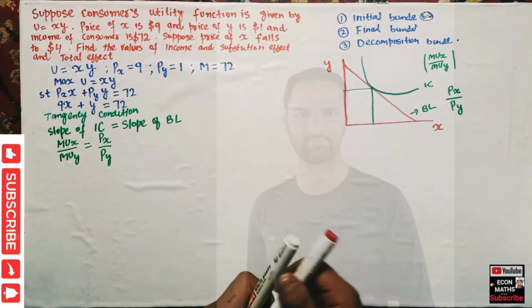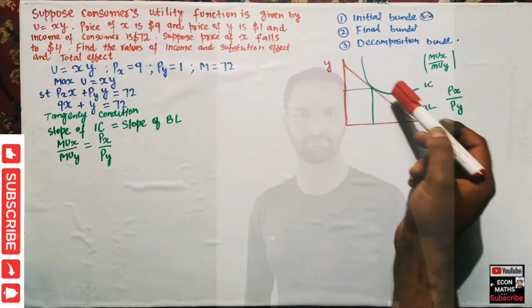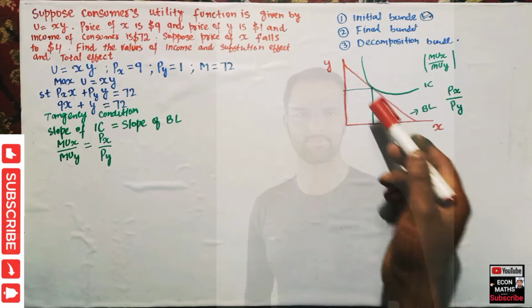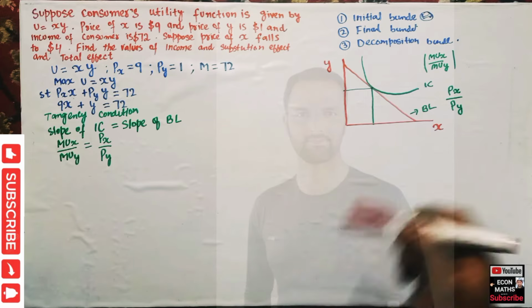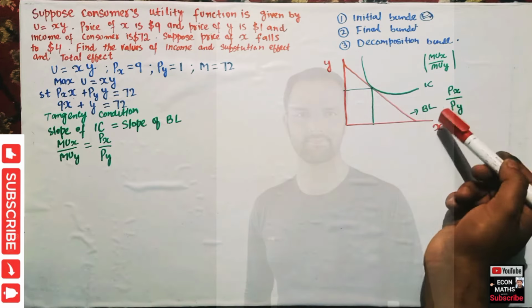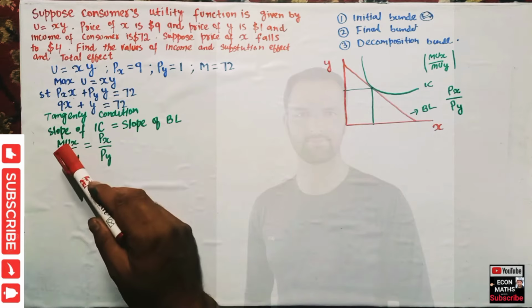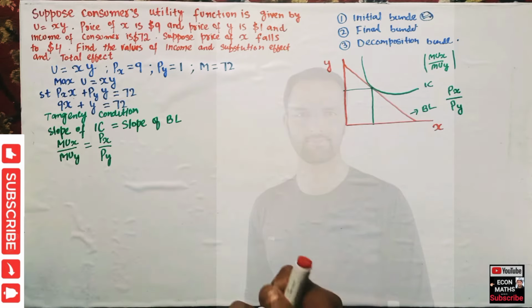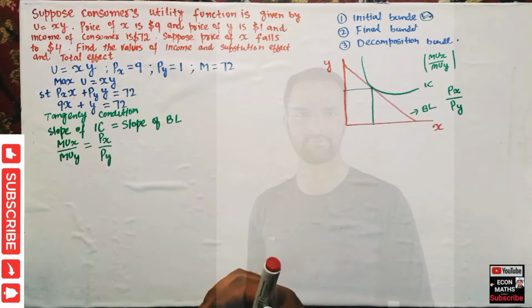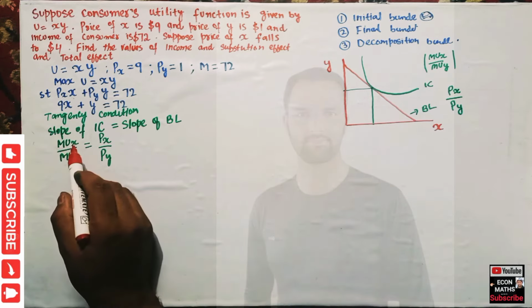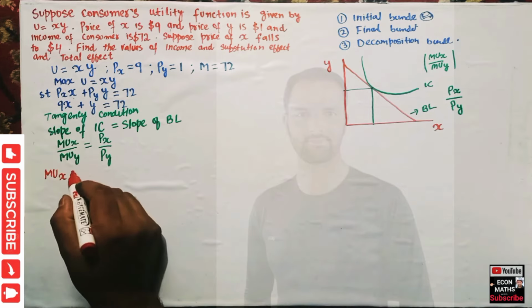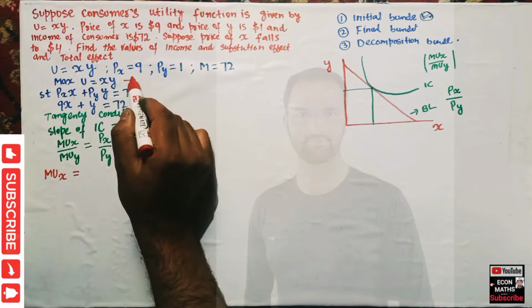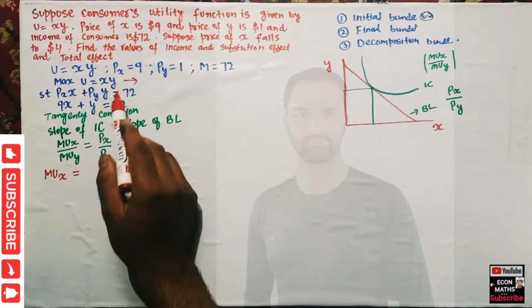So the consumer will purchase at that point where the indifference curve is tangent to the budget line, or the marginal rate of substitution is equal to the ratio of the prices. This marginal utility of x upon marginal utility of y is also called the marginal rate of substitution. Now, what is the marginal utility of x? Marginal utility of x means we have to differentiate our utility function partially with respect to x.